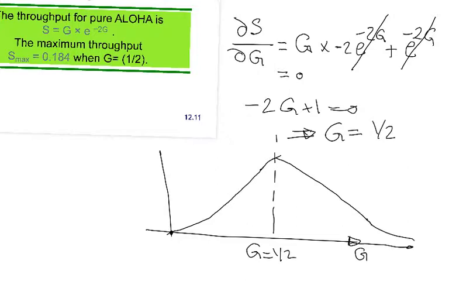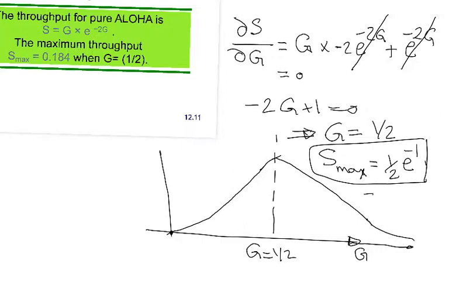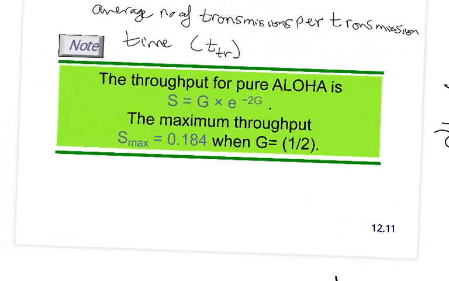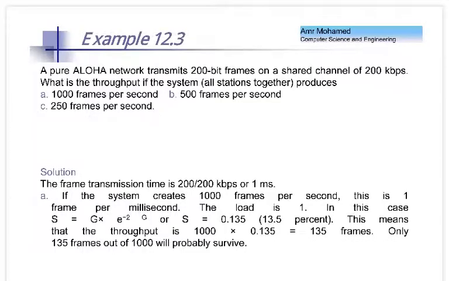And the maximum S, in that case, S max, is half e to the power minus 1, which is around 0.184, or 18.4%. Okay, so this is the efficiency of the system, or the maximum throughput that we can get from a pure Aloha system. A very simple example.